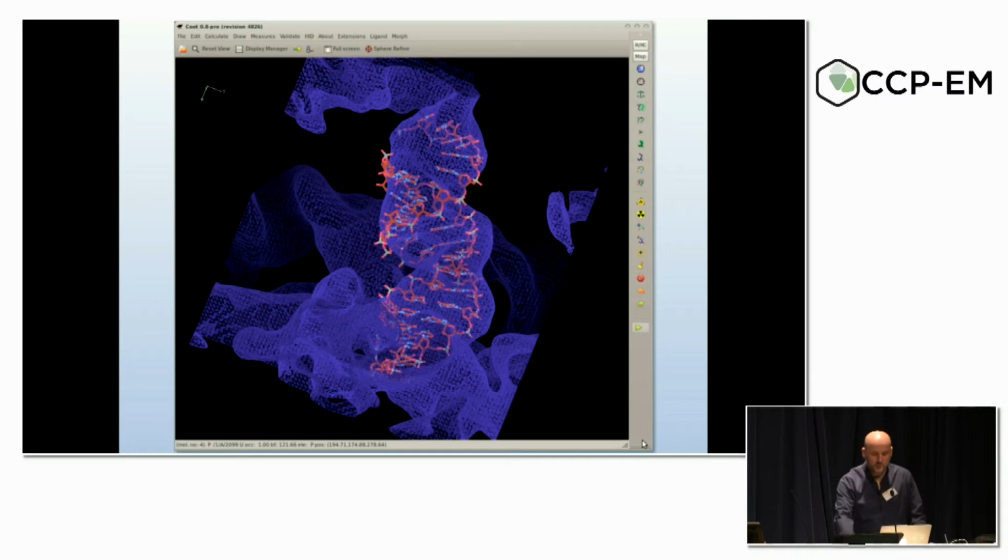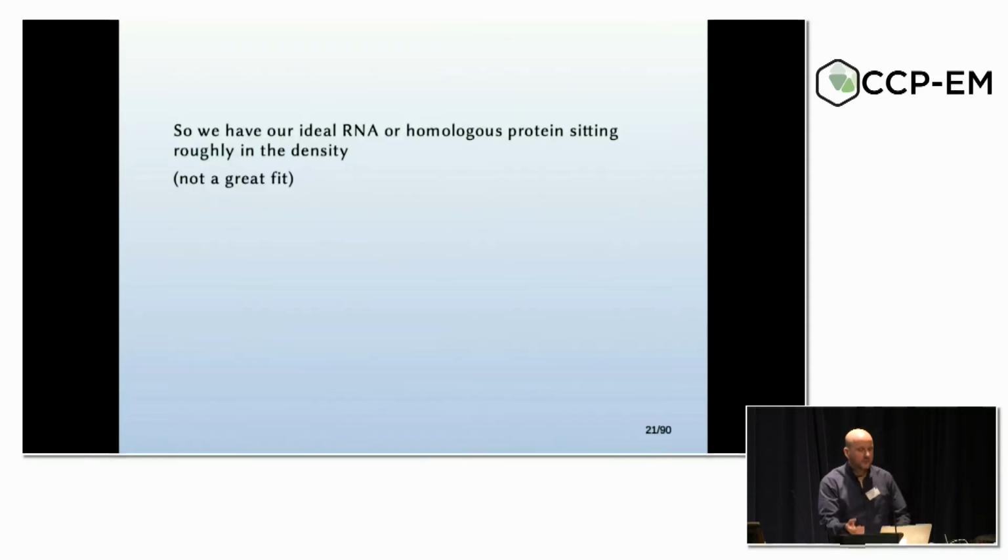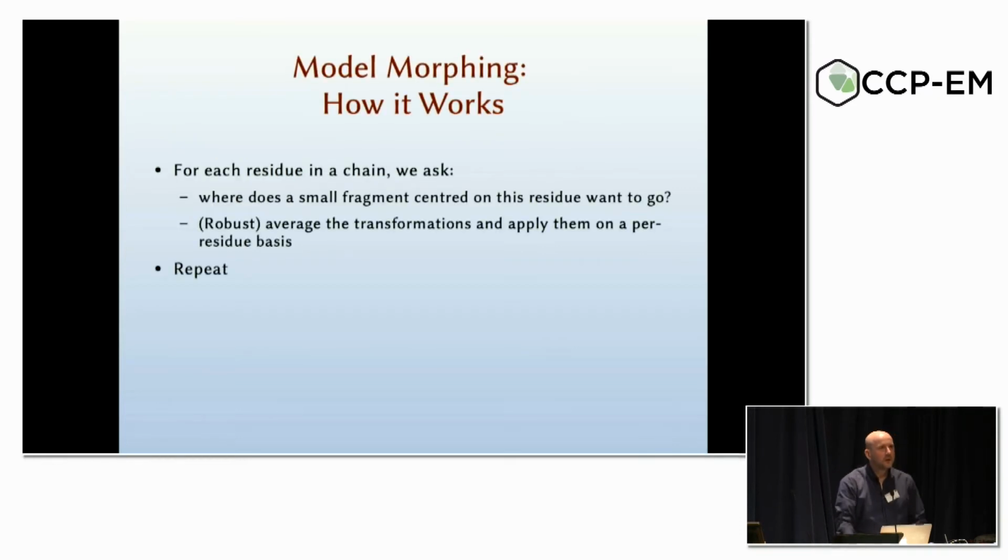Here's an all-atom model. You can see it doesn't quite fit the density, and what we would like to do is make some systematic changes to the model so that it fits the density, but the changes at each residue position, or nucleotide position in this case, are related to its neighbors, so that it doesn't get too distorted. So that's what I was just saying there.